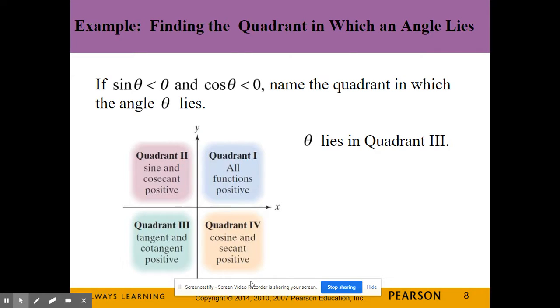So it says if sine of theta is less than 0, so sine is negative, and cosine is negative, name the quadrant in which the angle lies. Well, if they're both negative, that's got to be down here in quadrant 3, because sine is, again, your y, cosine is your x. They're both negative in quadrant 3.